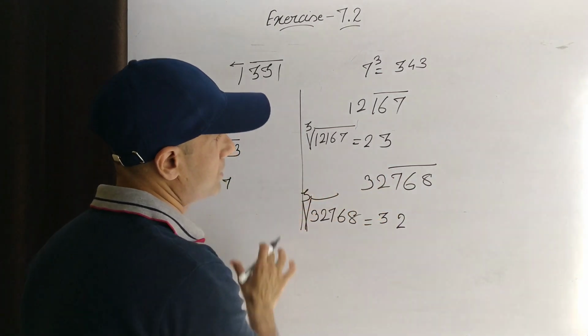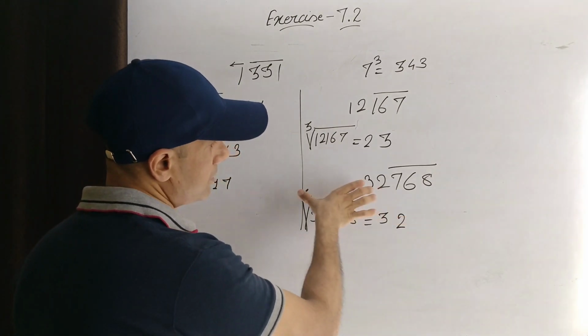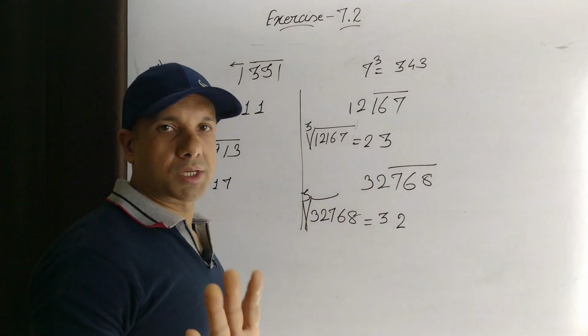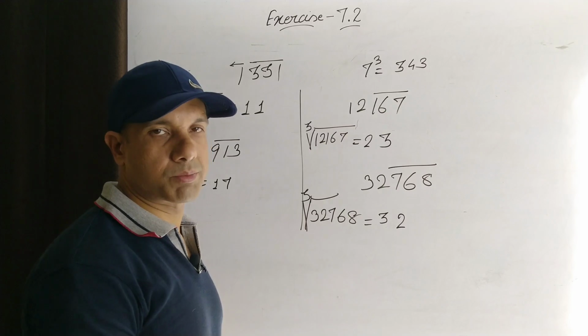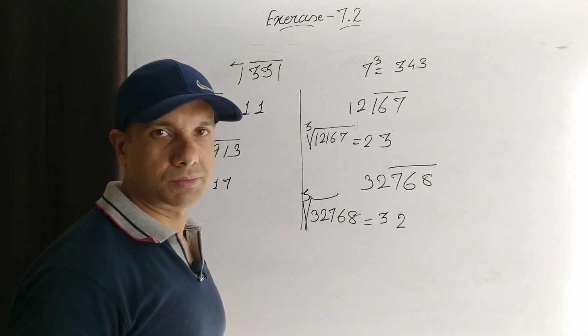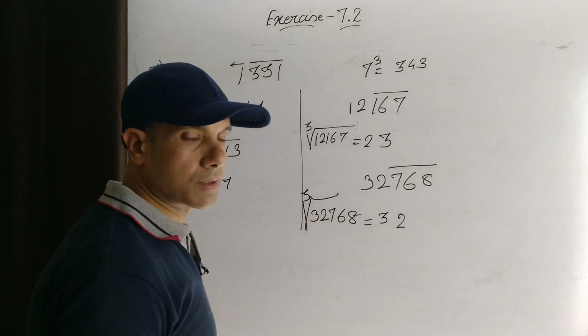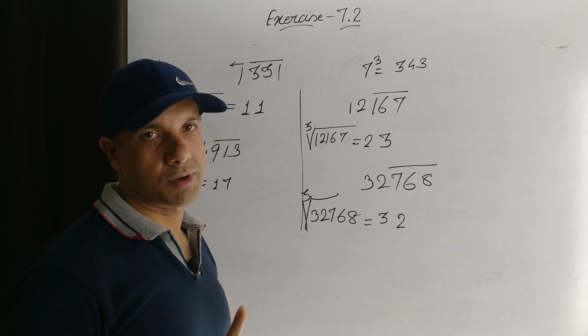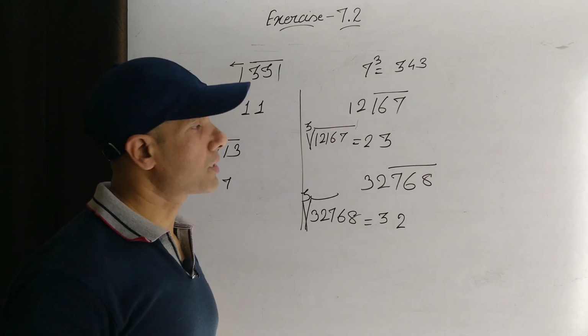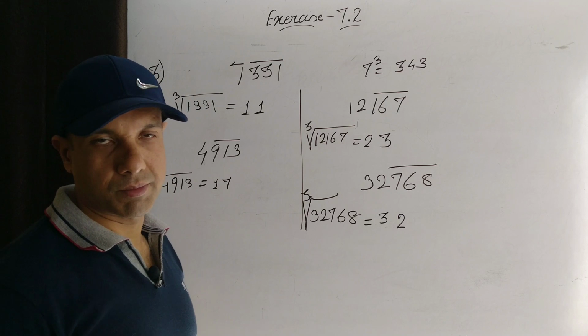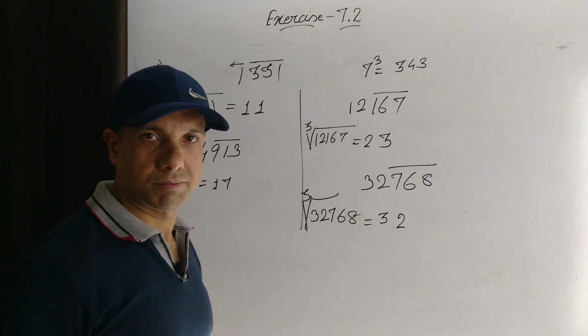Most important thing you must remember. By this methodology, we can find the cube root of a number up to 6 digits. Beyond that, this principle will not hold true. Clear? One advice, you must remember cubes of numbers 1 to 10. That will help you in making the calculation fast, as you have seen. Clear?